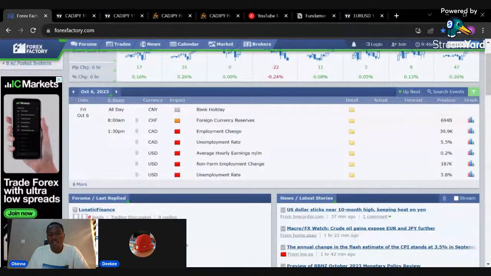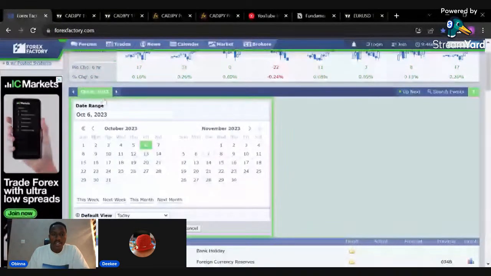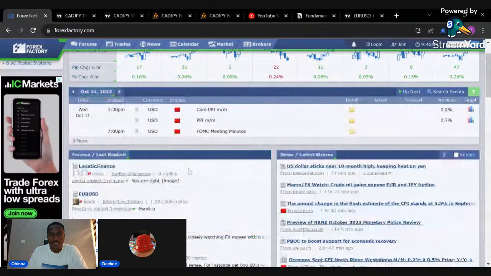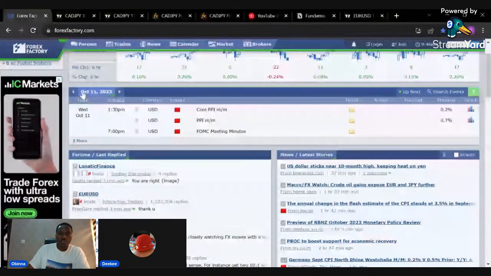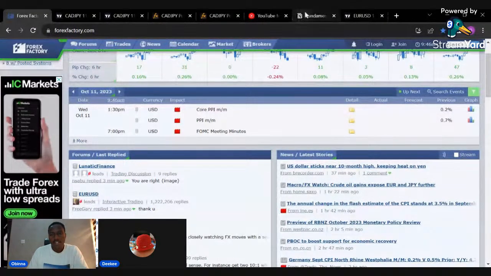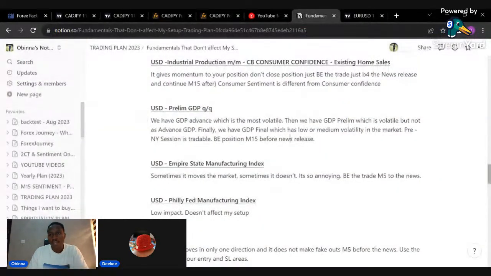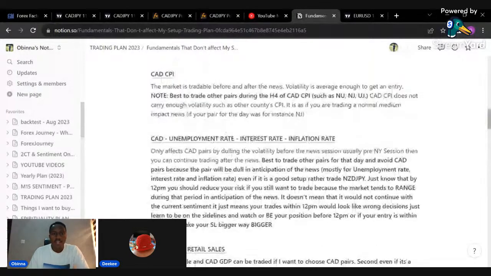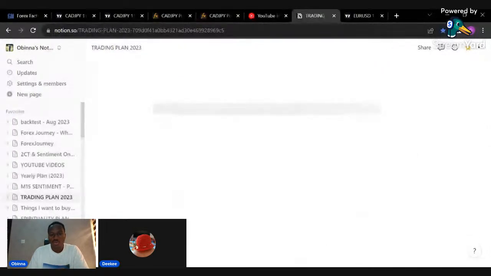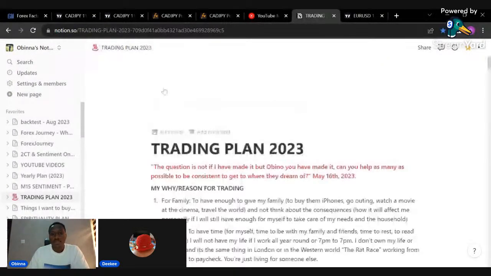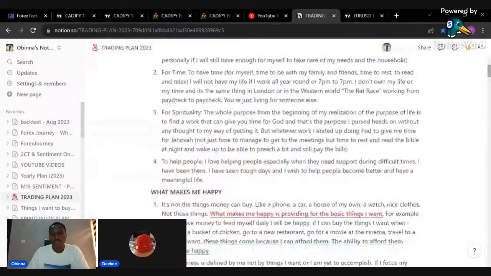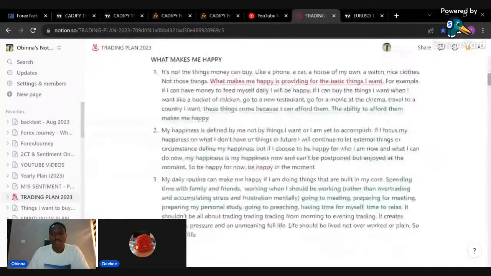Then you also have what they call FOMC. That is the Federal Reserve when they release their interest rates. Usually it's on Wednesdays in the middle of the week or so. So you just need to know these things that over time I learned. This one has high impact, this one doesn't, and I know which one works with my trading plan and which one doesn't work with my trading plan.